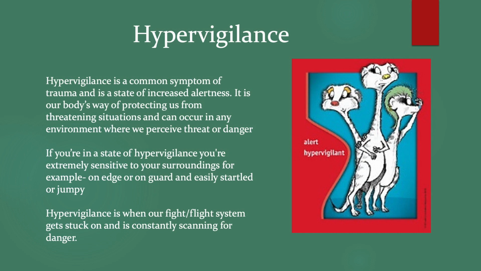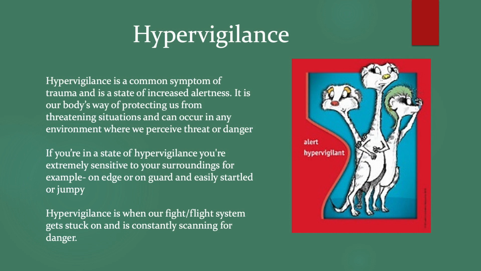So now we're going to have a look at hypervigilance. So hypervigilance is a common symptom of trauma and is a state of increased alertness. It is our body's way of protecting us from threatening situations and can occur in any environment where we perceive threat or danger. If you're in a state of hypervigilance, you're extremely sensitive to your surroundings. For example, on edge or on guard and easily startled or jumpy.